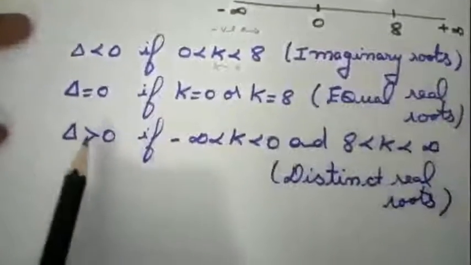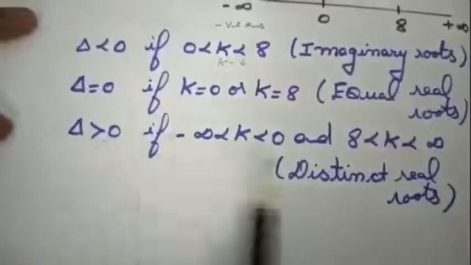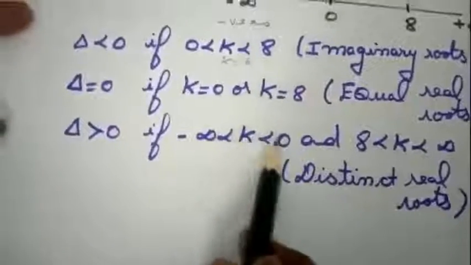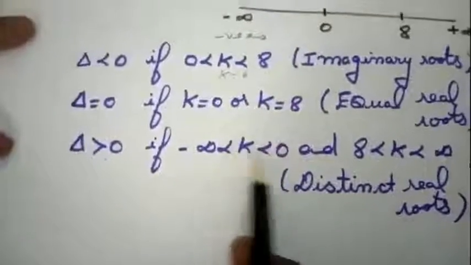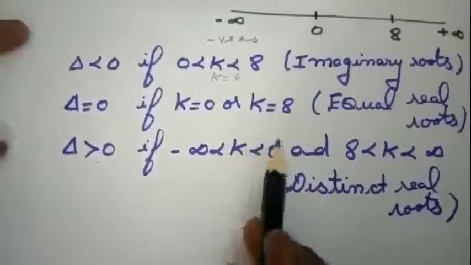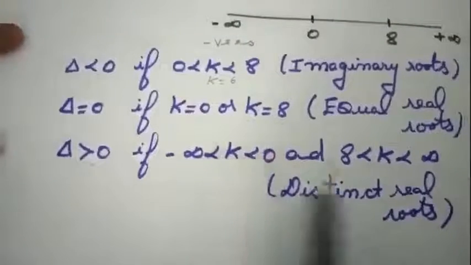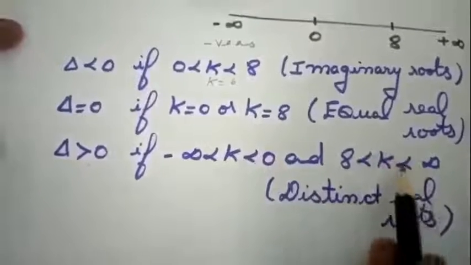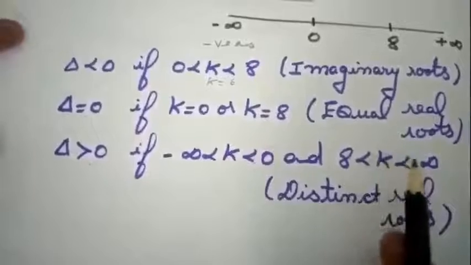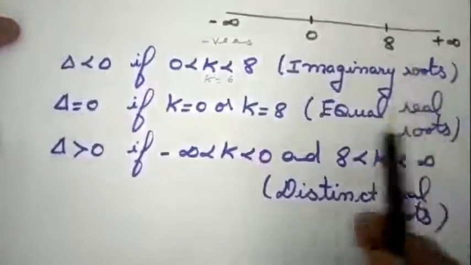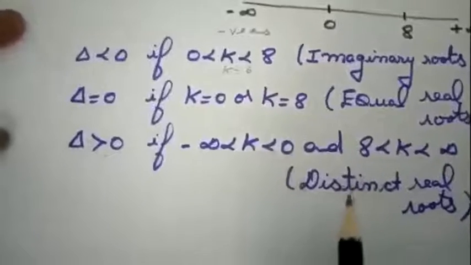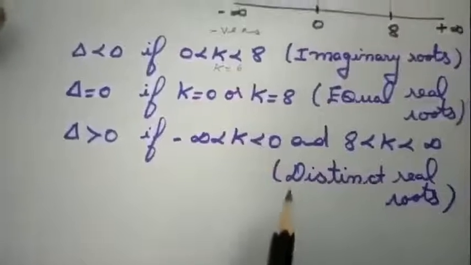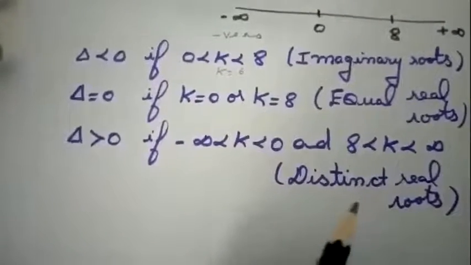The last one, delta greater than 0, means I should get a positive answer. You can take values in the ranges minus infinity less than k less than 0. What is the meaning? You can take minus 1, any negative number, and you will get a positive answer. Similarly, from above 8, that is 9, 10, 11, etc., whatever number you take, you will get a positive answer. So negative, equal, positive. This is the concept of the nature of the roots. This is the only sum based on the nature of the roots, and the remaining 4 sums are based on theorems.